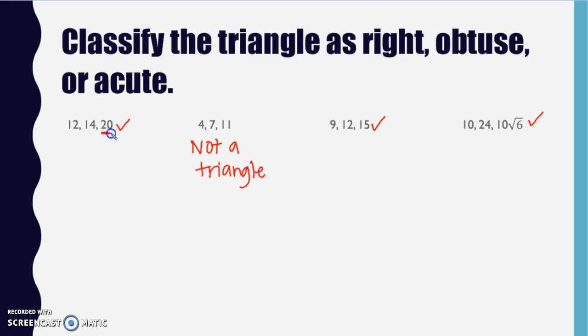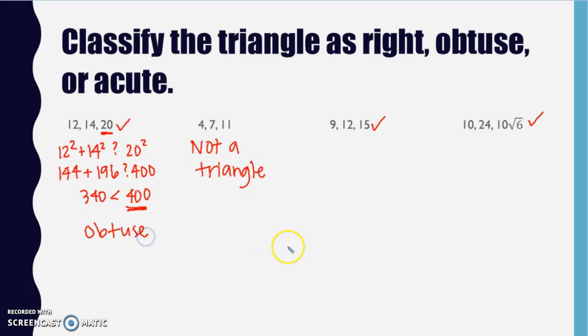The only thing that matters is that my largest side is c. In this case, I can do 12 squared plus 14 squared, and I want to see how that relates to 20 squared. Well, 12 squared is 144, 14 squared is 196, and 20 squared is 400. 144 and 196 gives me 340. 340 is less than 400, so my c squared is bigger than a squared plus b squared. So this triangle is obtuse.